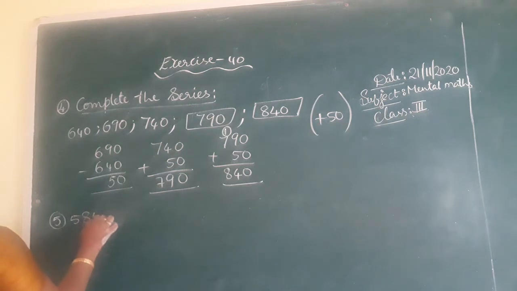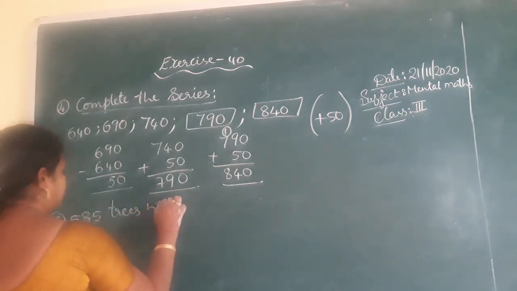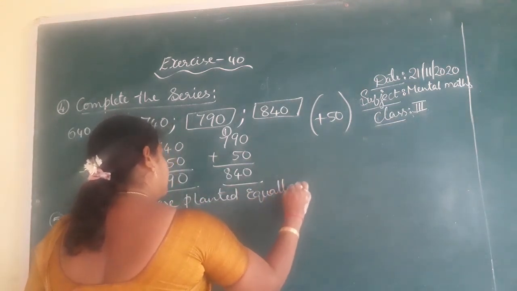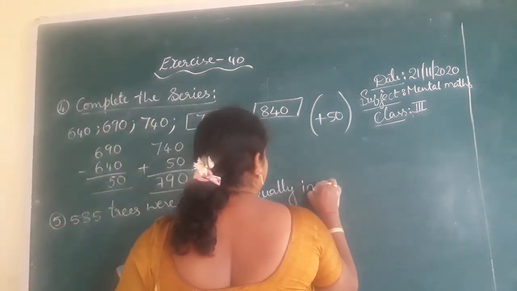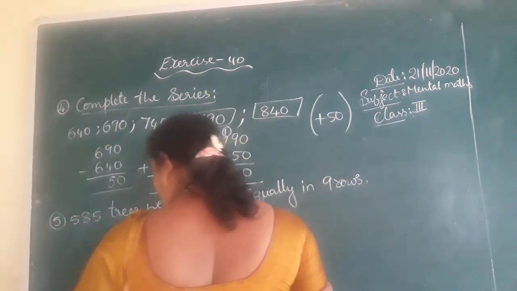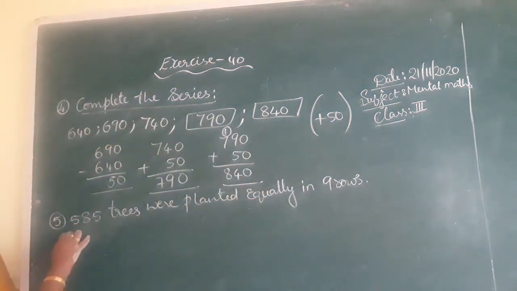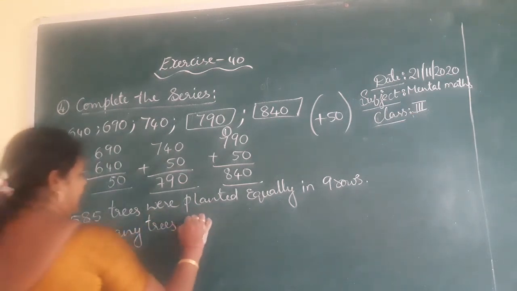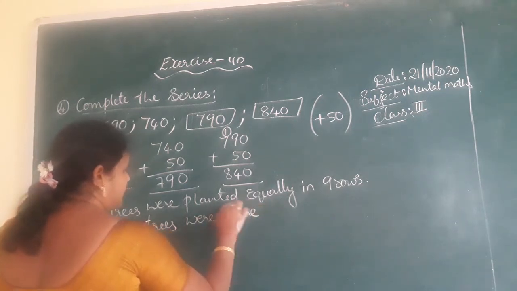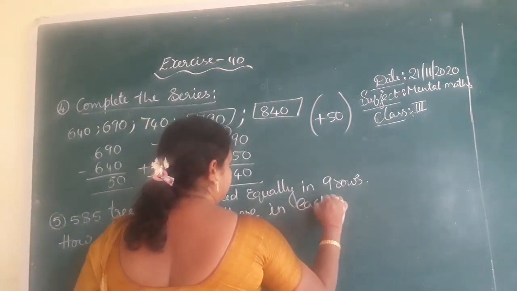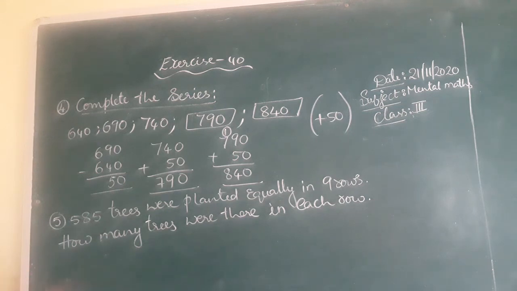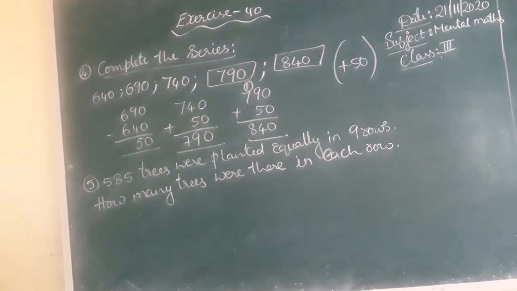585 trees were planted equally in 9 rows. How many trees were there in each row? What is the question? 585 trees were planted equally in 9 rows. How many trees were there in each row?